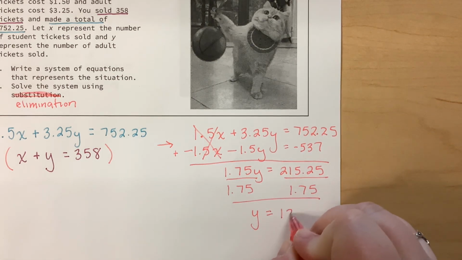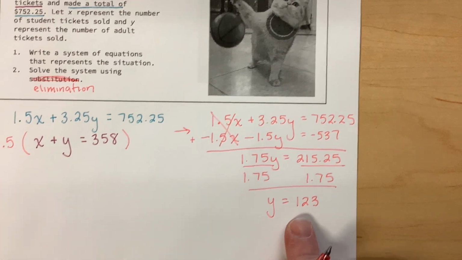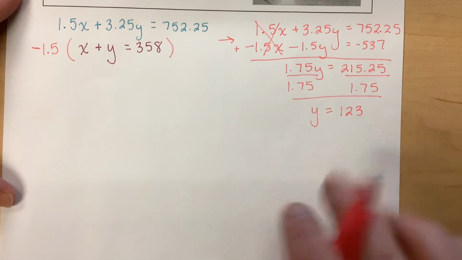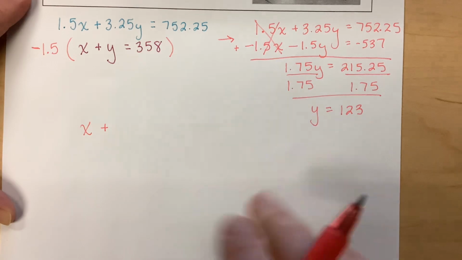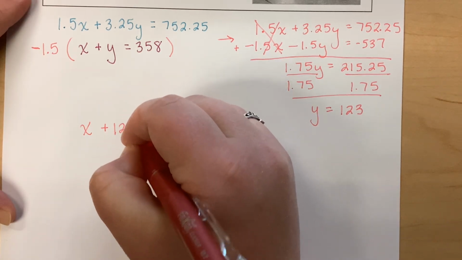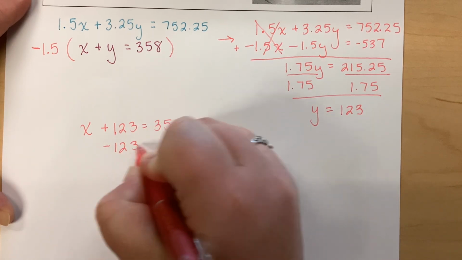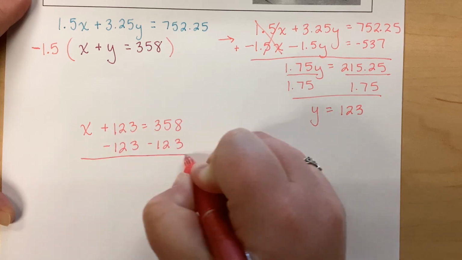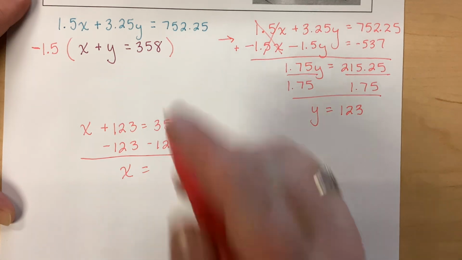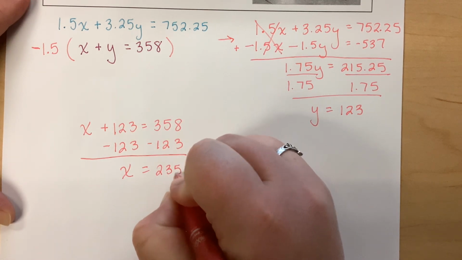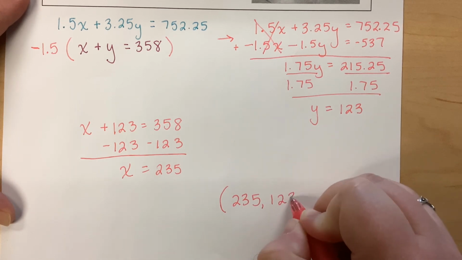And I get 123. Now remember, your solution to a system is an ordered pair. So now that I have y, I need to plug it back in and find x. And I'm going to use this bottom equation because that's the easiest one to work with. So now I have x plus my y, which is 123, equals 358. And the only thing I need to do is subtract the 123 on both sides to get x equals, let's see, 358 minus 123 is 235. So then my solution would be 235, 123.